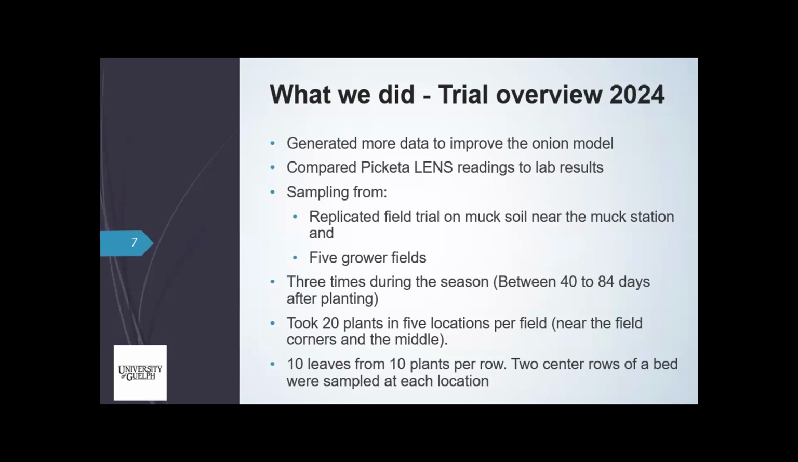Our sampling method included, for each field that we were looking at, 5 locations in the field, or 5 spots: the 4 edges of each field, and then the middle of the field. And in each of these spots, we looked at 20 plants at a given time, 10 plants from each of the 2 middle rows in the field.